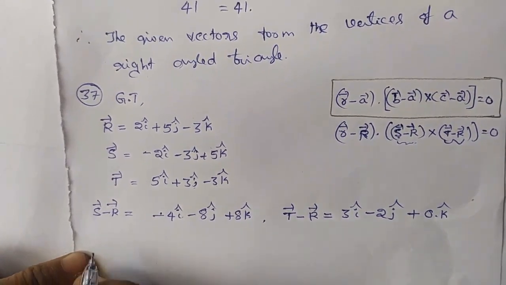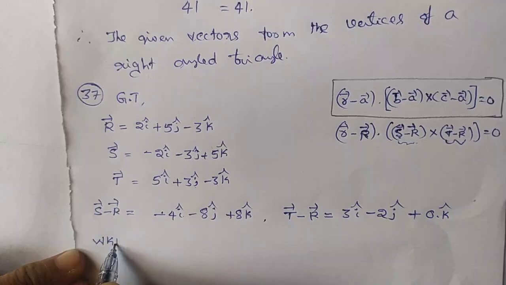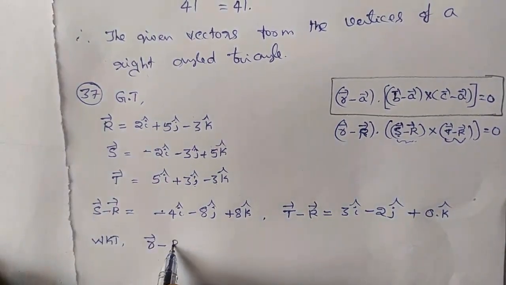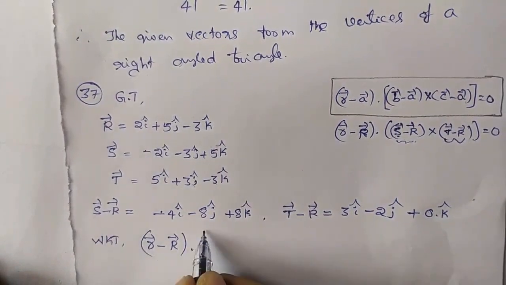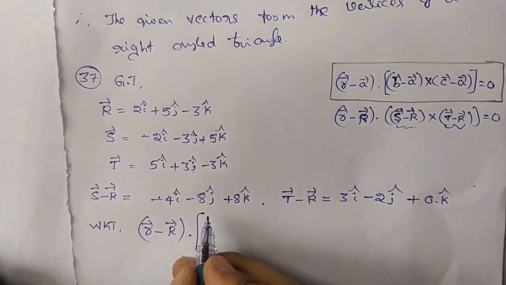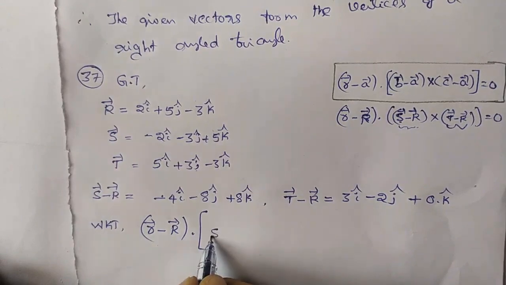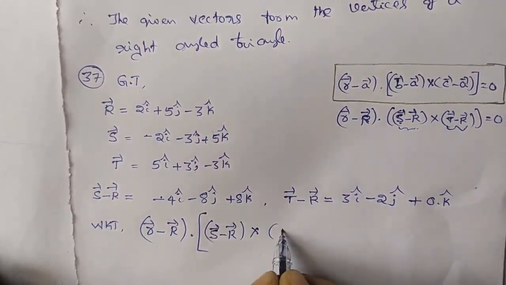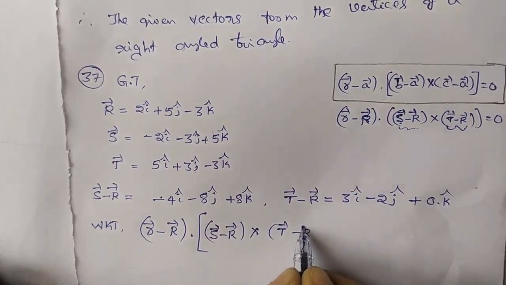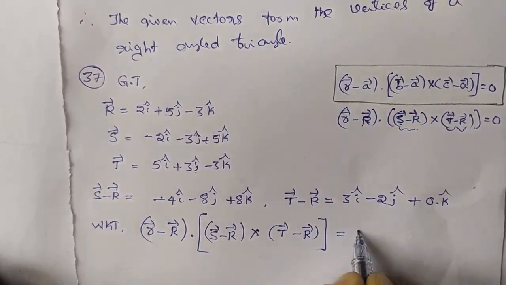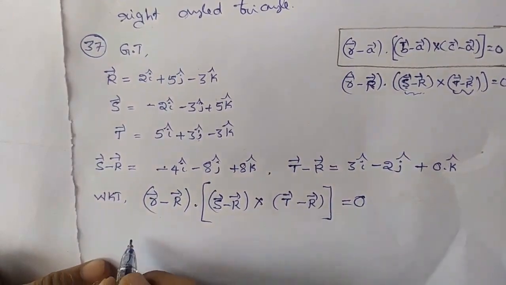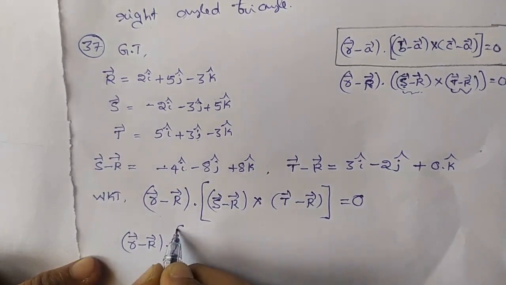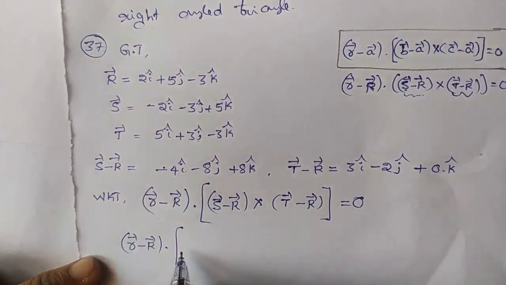Now we know the formula for the required equation of a plane: (R vector minus R vector) dot (S vector minus R vector) cross (T vector minus R vector) equals 0. Now, (R vector minus R vector) dot (S minus R).